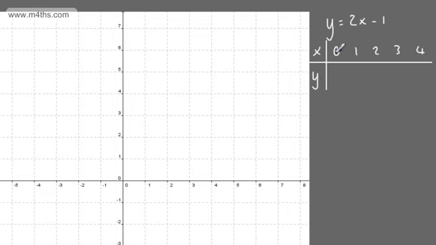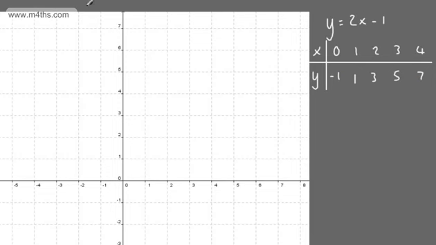So let's think about this. When x is equal to 0, 2 lots of 0 minus 1 will give me minus 1. When x is 1, 2 lots of 1 minus 1 will give me 1. So y will be equal to 1. When x is 2, 2 lots of 2 minus 1 is 3. So y is going to be equal to 3. When x is 3, 2 lots of 3 minus 1, that's going to give me 5. So y is going to be equal to 5. 2 lots of 4 minus 1, 7. You might notice this is going up by 2, which is the number in front of the x value.